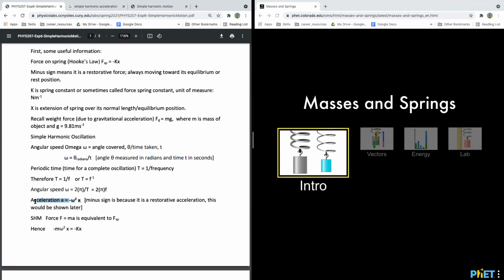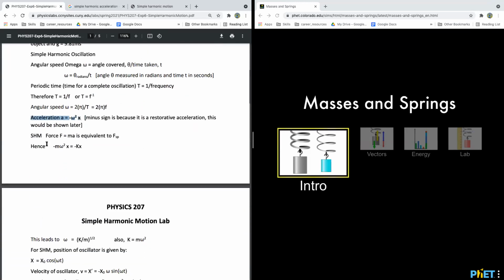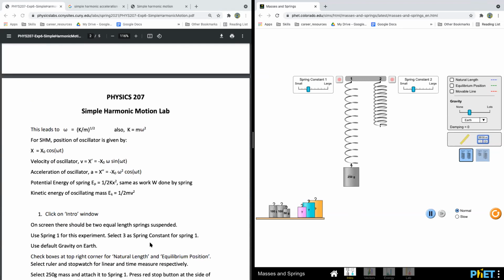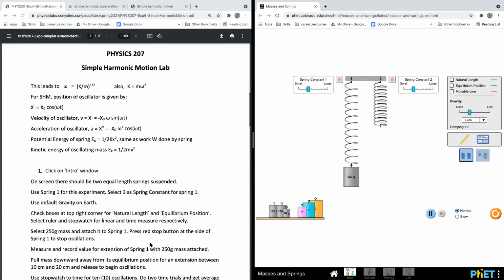So we have this acceleration equation, and then we can also apply the force, because in simple harmonic motion the only force applied is on the spring. The only force applied to the spring is the gravity of this thing. What do you call this? The box.